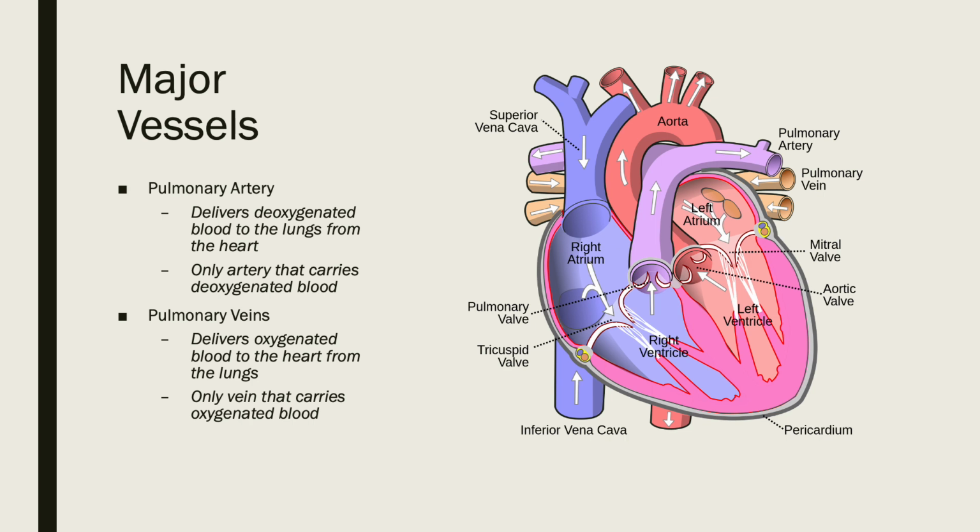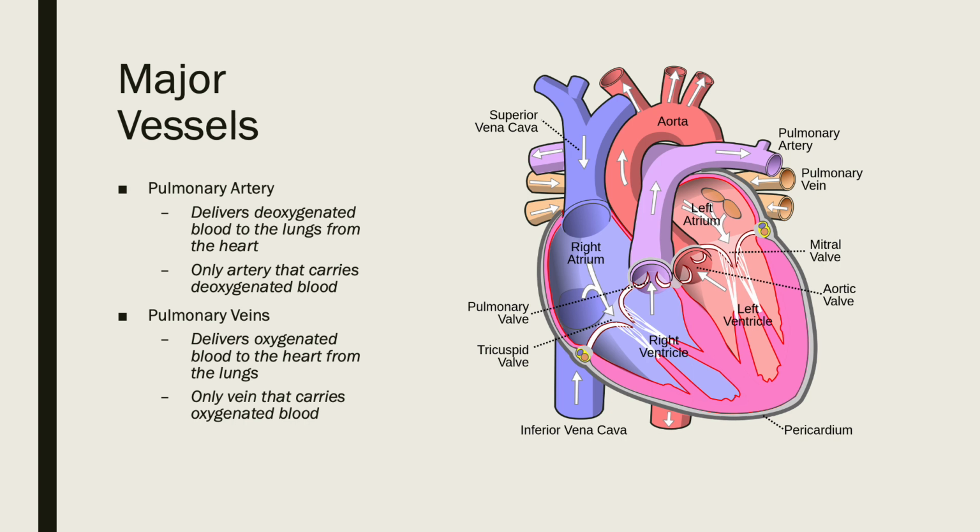In general, arteries carry oxygenated blood and veins carry deoxygenated blood. There is one exception to that rule, and that is the pulmonary artery and pulmonary veins. They are the only artery and veins that are opposite of the rest. So the pulmonary artery is the only artery that carries deoxygenated blood, and the pulmonary veins are the only veins that carry oxygenated blood. All of the rest of the veins will be carrying deoxygenated blood back to the vena cava. Okay, so the pulmonaries are the exception to the rule.